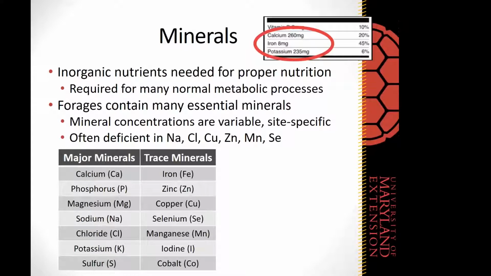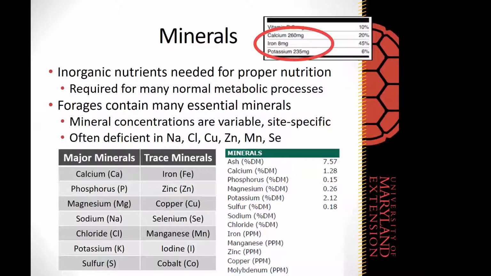As a general rule of thumb, our forages are not a great source of sodium chloride, so salt, which is why we oftentimes provide salt to our livestock. And they're usually not a great source of some of our trace minerals. So things like copper, zinc, manganese, selenium can be deficient in our forages, both fresh and harvested forages. So that is something that we need to watch out for, making sure that we're providing that salt and those trace minerals in another form to our livestock to make sure we're meeting that requirement.